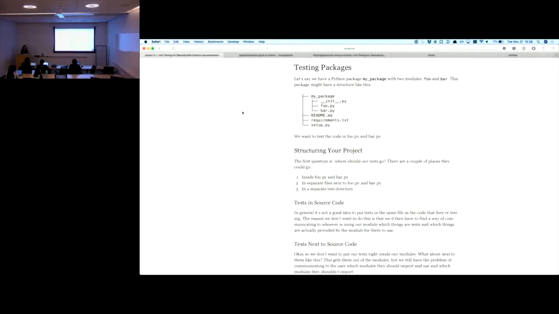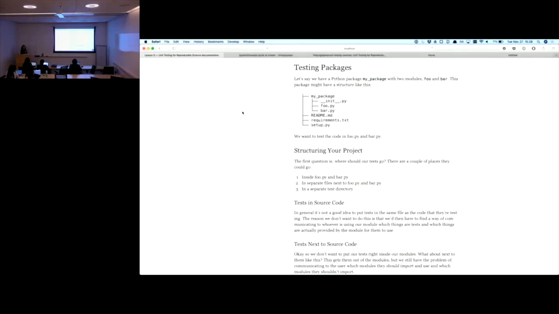So, testing packages. And again, I'm going to run through this, and then we're all going to get hands-on experience actually writing them, which is going to be the best way that this gets into your head. So if you're worried that I'm going a little bit fast, don't worry, you'll have a chance to internalize all of this information.